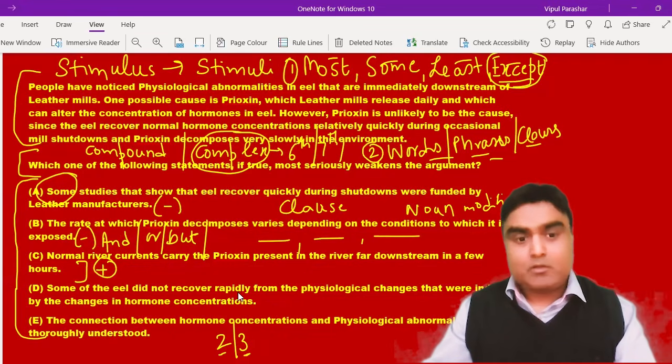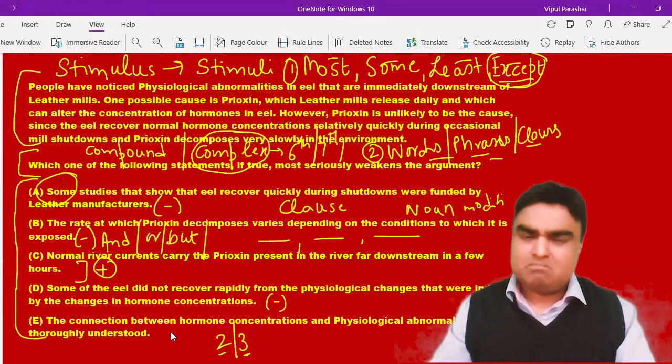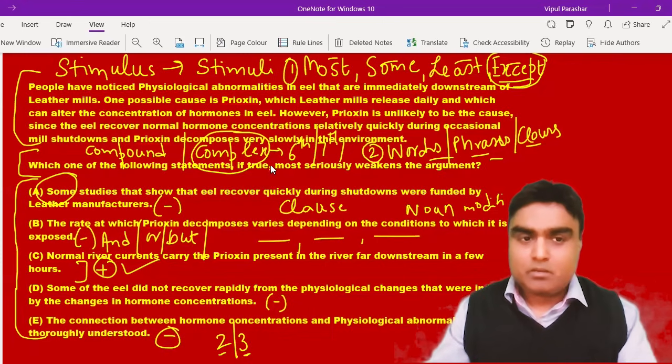अच्छा जी. Some of the yield does not recover on the changes that were induced by the changes in the hormone concentration. Does it weaken? It doesn't. The connection between hormone concentration and the abnormality is not fully understood. irrelevant point है, क्या मतलब है इसका? So this is the answer. Making sense to you? इससे देखो, इससे अटैच करो.